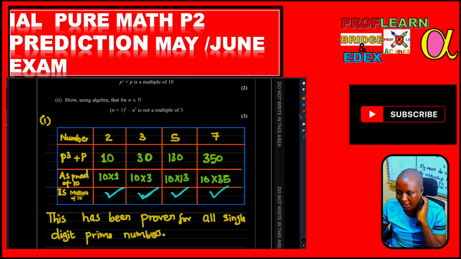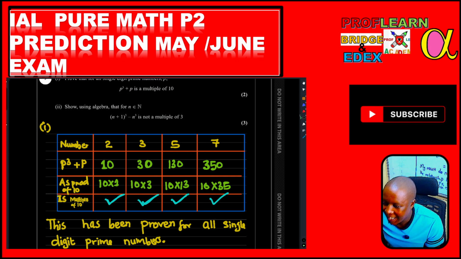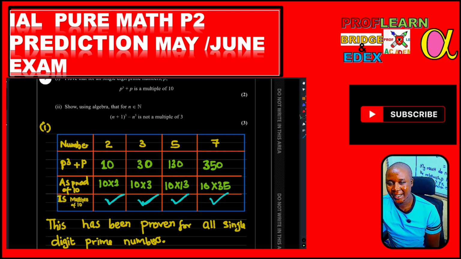In the second part, show using algebra that for all n members of the natural numbers, (n plus 1) cubed minus n cubed is not a multiple of 3.